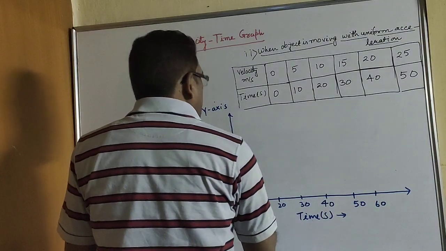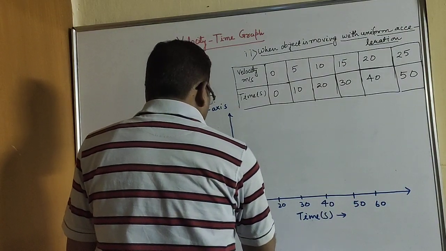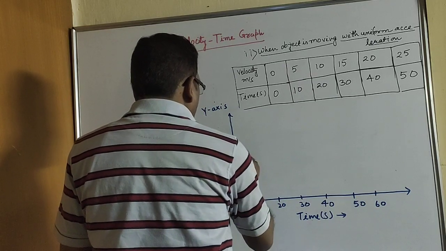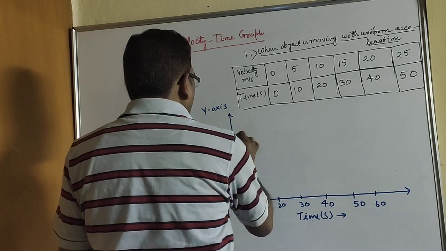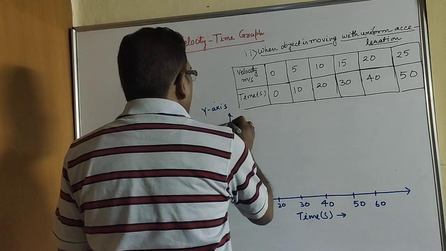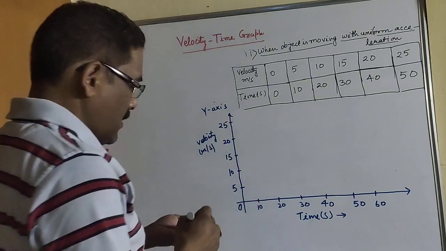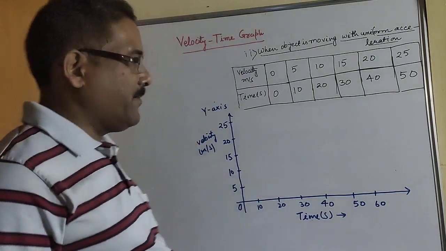And on y-axis we take 5, then 10, 15, 20, 25. Now with these values try to draw a graph.